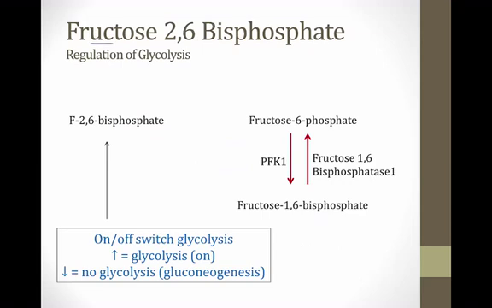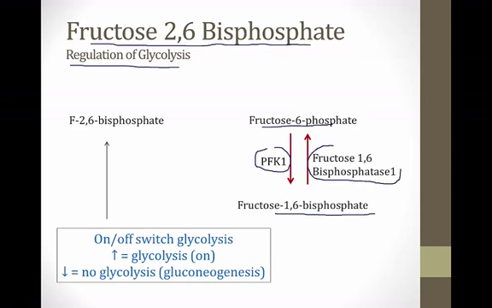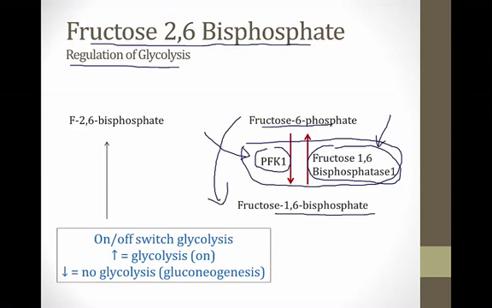So let's talk about how the level of fructose 2,6-bisphosphate inside of cells regulates glycolysis. The conversion of fructose 6-phosphate to 1,6-bisphosphate is catalyzed by the enzyme phosphofructokinase 1. This is the step of glycolysis that we're talking about now. The reverse reaction in gluconeogenesis is catalyzed by an enzyme called fructose 1,6-bisphosphatase 1. Just like PFK1 is the rate-limiting enzyme for glycolysis, fructose bisphosphatase 1 is the rate-limiting enzyme for gluconeogenesis. This means that the relative activity of these two enzymes determines whether molecules will flow in this direction for glycolysis or in the reverse direction for gluconeogenesis.